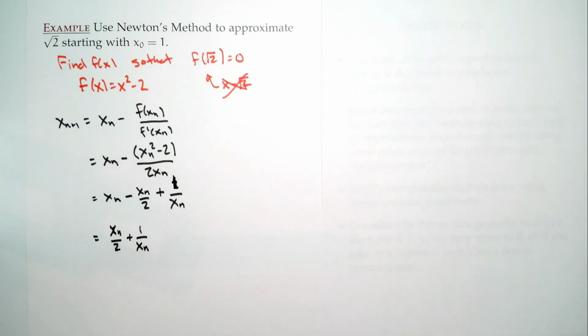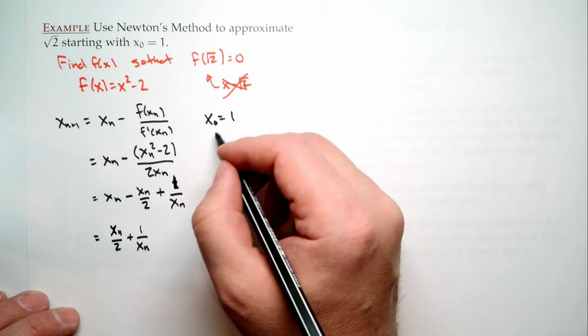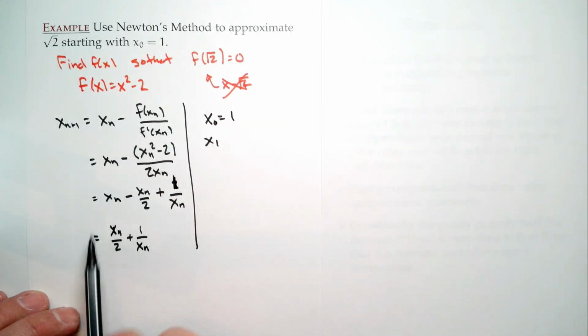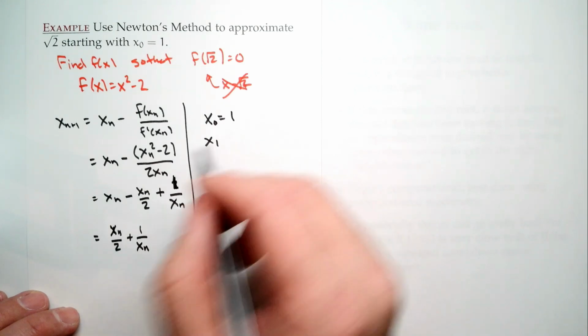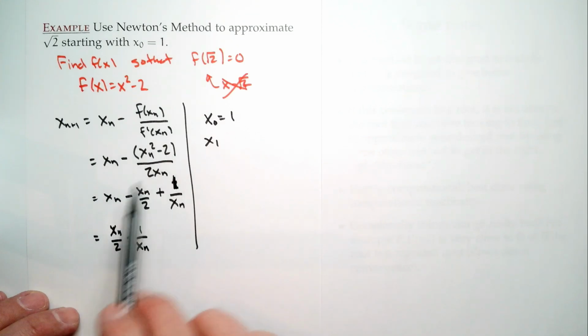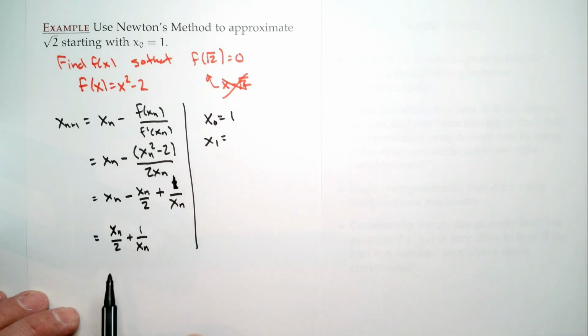So that says if I have a guess, divide it by 2, and add 1 over the guess, and that should be a better guess. So let's see if that actually works. Okay, so let's start with x0 equals 1. What would x1 be? Well, if we apply this, and by the way, you don't have to simplify. If we had plugged it into here, you'd still get the same answer. I'm just simplifying because I want to talk about this form in a second.